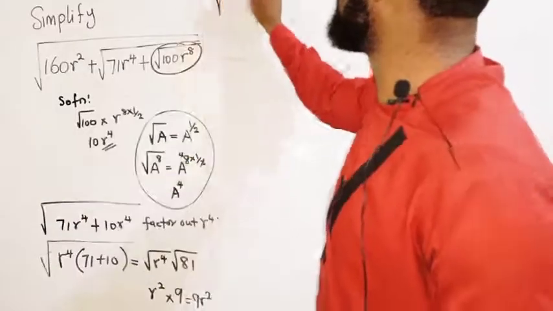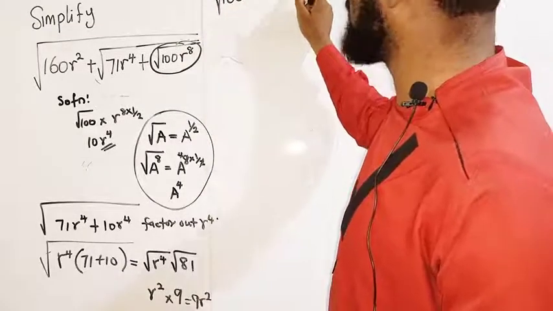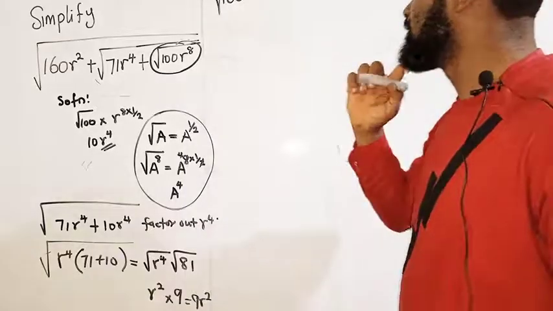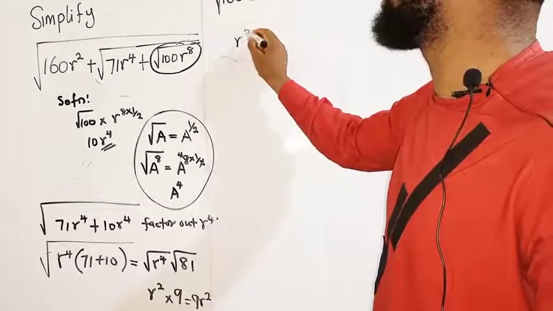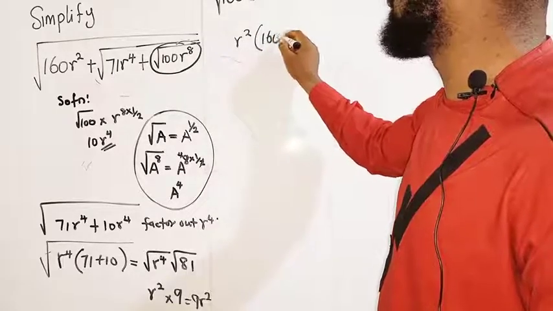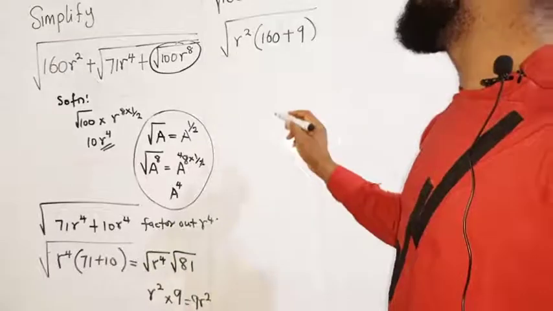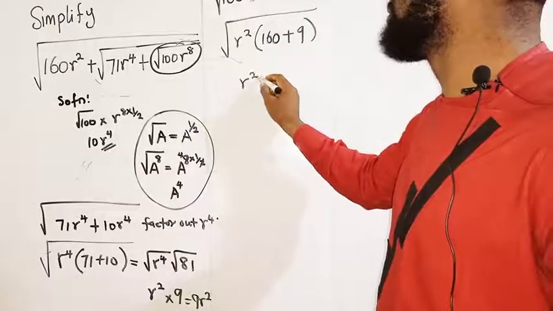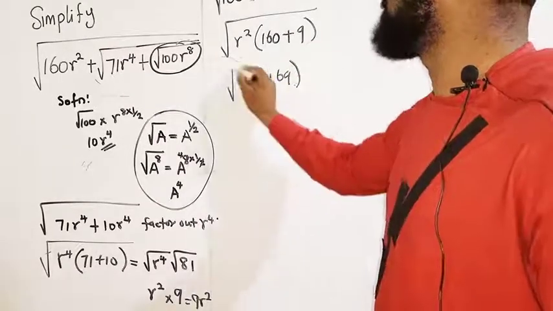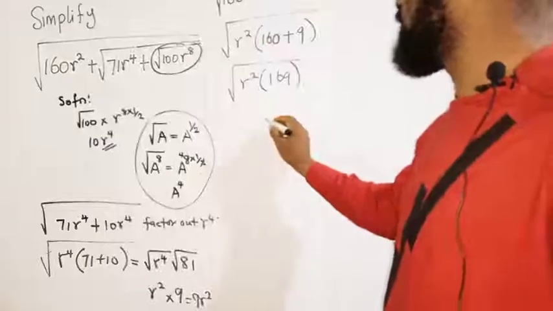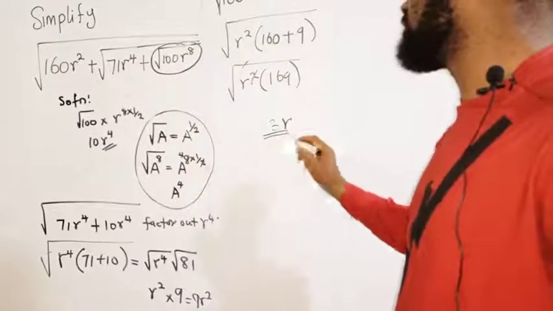So I'm going to have the square root of 160r raised to the power 2 plus 9r raised to the power 2. Now, I also have r raised to the power 2 here and r raised to the power 2 here. I'm going to have r raised to the power 2 bracket 160 plus 9, all in square root. Now, this is r raised to the power 2 bracket 169 with a square root. Now, the square root of 169 is 13. This r will cancel this root and we have r. So everything is going to be 13r.